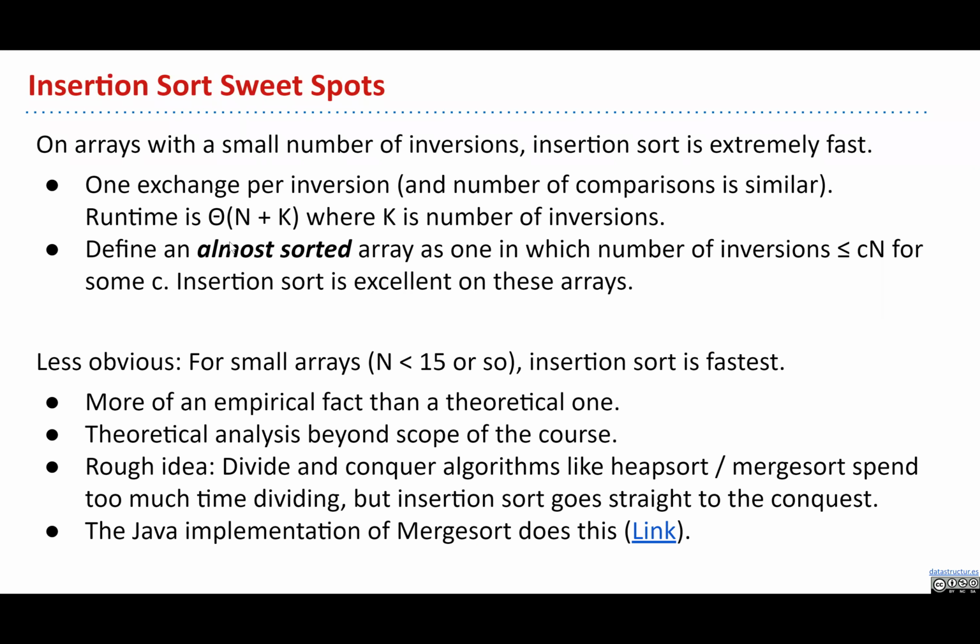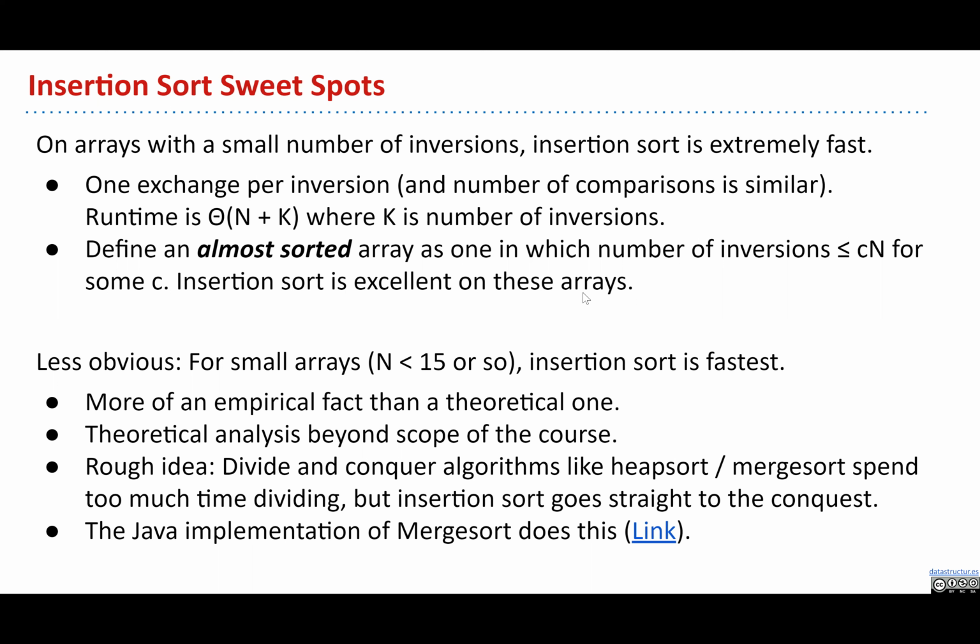So you can say the overall runtime is theta of n plus k. The theta of n is the cost it takes to basically say, traveler, it's your turn. And then k is the total number of swaps that happens. Okay. And so if we define an almost sorted array as one in which the number of inversions is less than or equal to c n, then insertion sort is going to run in this amount of time.